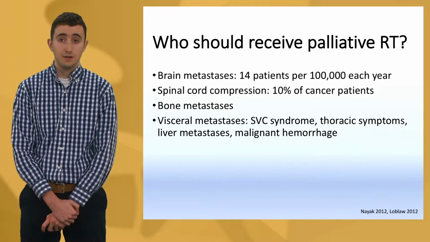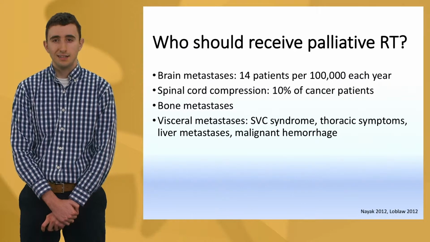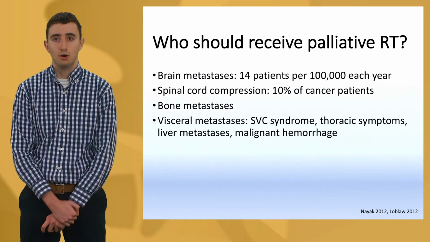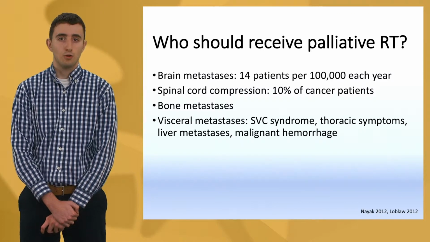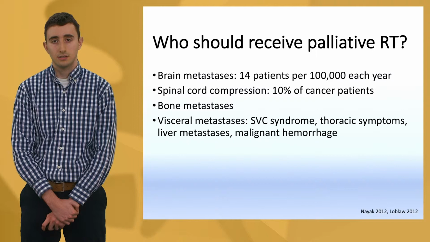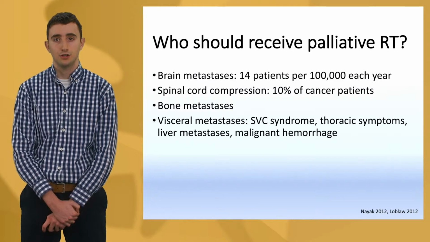Now that we've discussed the definition of palliative radiation, which patients are good candidates? I like to think of indications for palliative radiation in 4 different buckets: brain metastases, cord compression, bony disease, and visceral disease, all of which are fairly common in our patient population. For example, the incidence of brain metastases is rising, with about 14 new patients diagnosed per 100,000 each year in the U.S. Cord compression appears in up to 10% of all cancer patients, and rapid diagnosis and treatment is critical to the preservation of function.